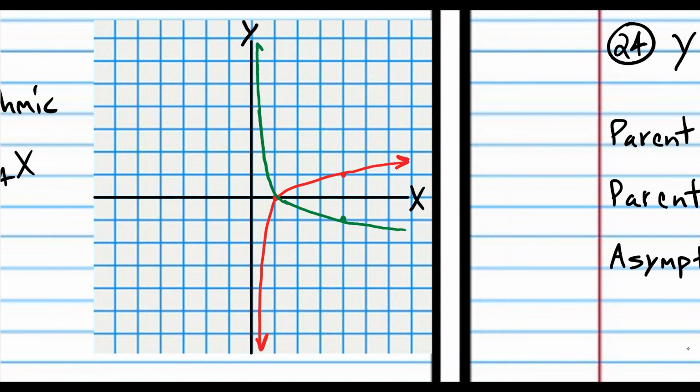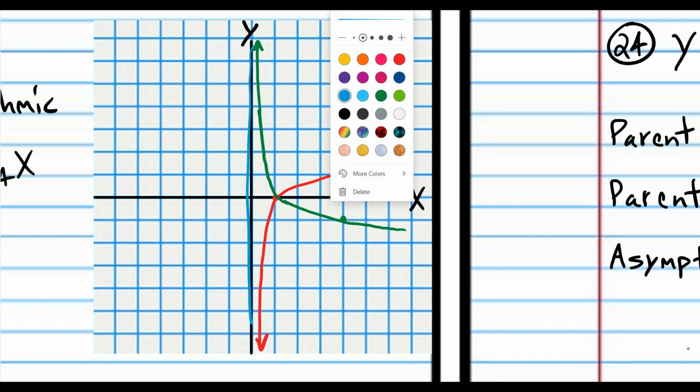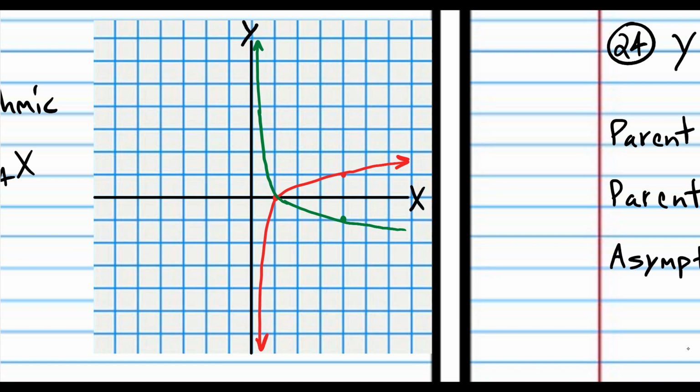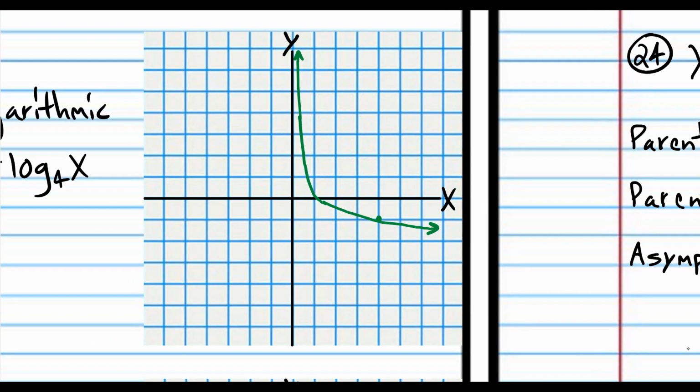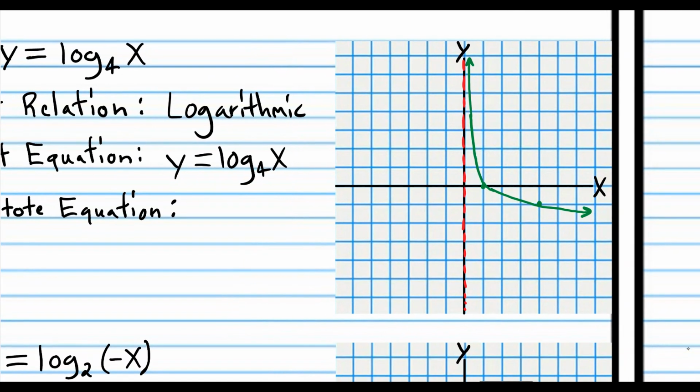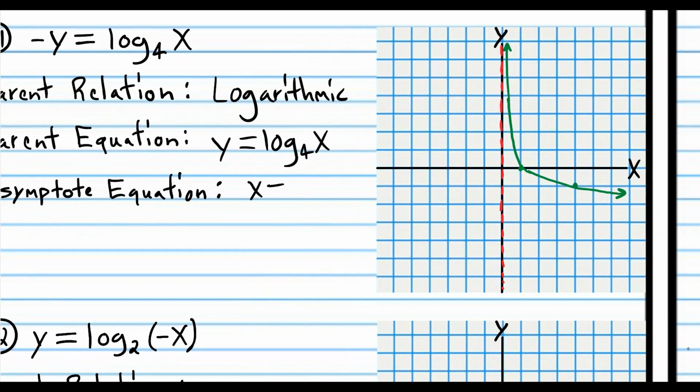And notice that the asymptote didn't change locations. The asymptote was on the y-axis, and it's still on the y-axis. So now we just erase the parent graph, and there you go. So we want to draw the asymptote as a dotted line, so we go ahead and draw that on the y-axis. And the equation of the asymptote is x is equal to 0.